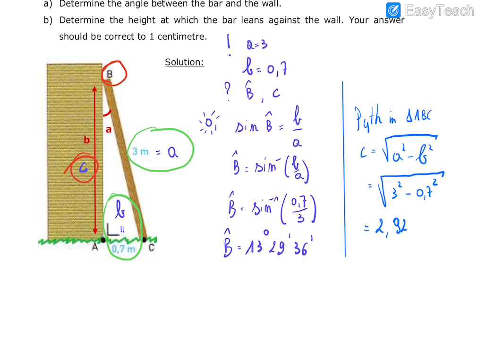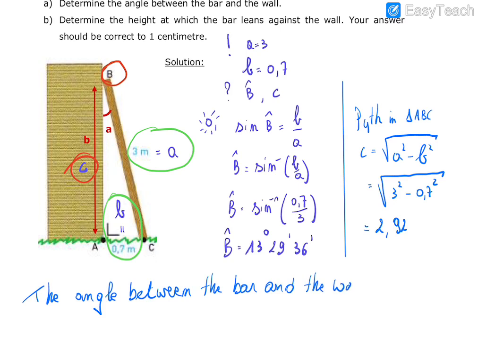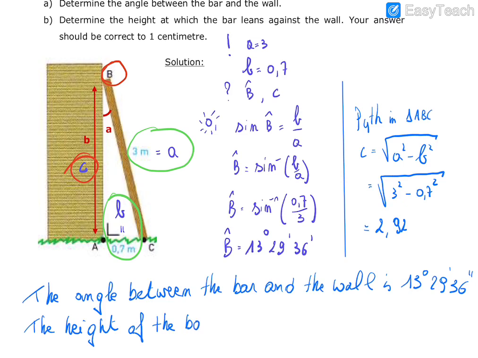A difference with an application or a word problem is that you still have to, of course, write an answering sentence. The answering sentence is very often almost repeating the question and simply answering it. So, the angle between the bar and the wall is 13 degrees, 29 minutes, and 36 seconds, and the height of the bar against the wall is 2.92 meters.